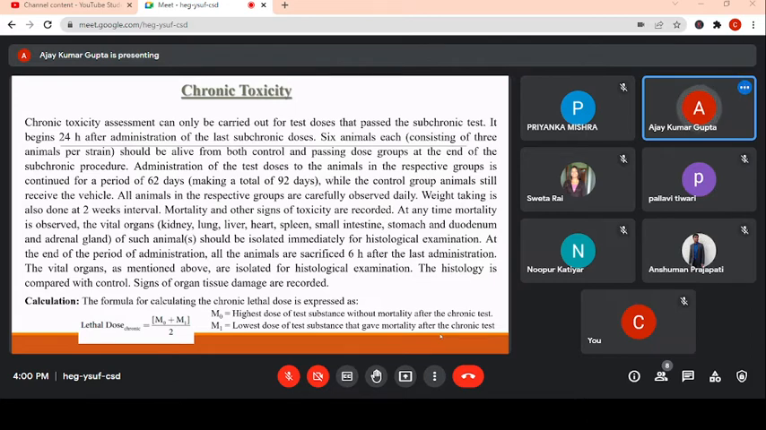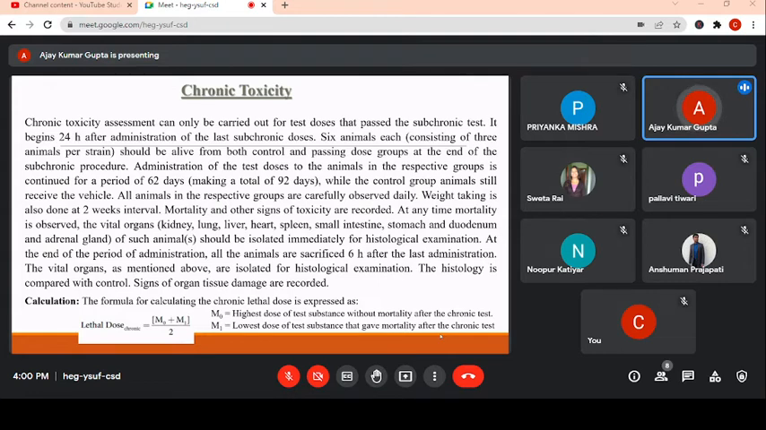At any time, if mortality is observed, as stated in the previous slide, the vital organs, kidney, lung, liver, heart, spleen, small intestine, stomach, duodenum, adrenal gland, etc., of such an animal or animals should be isolated immediately for histopathological examination.